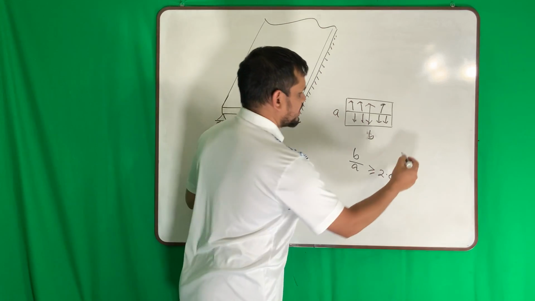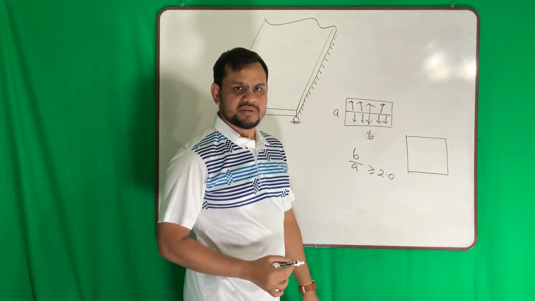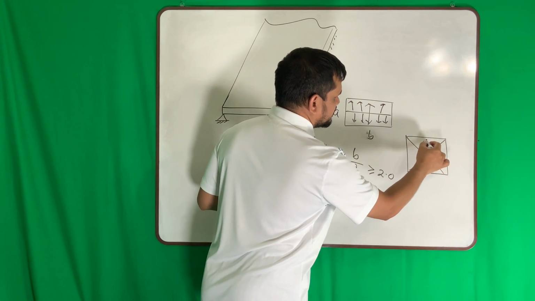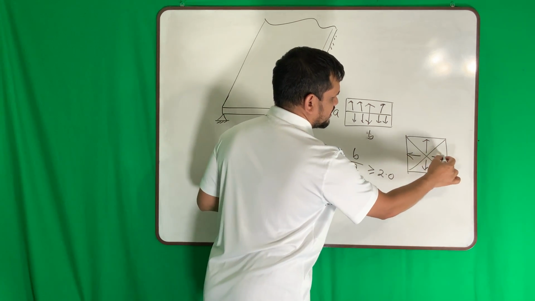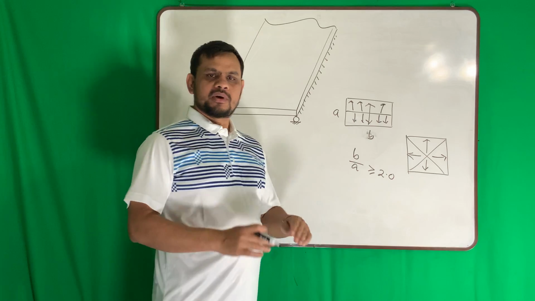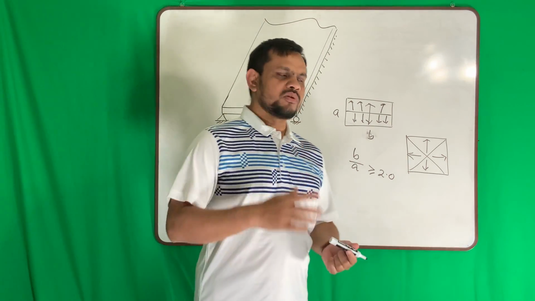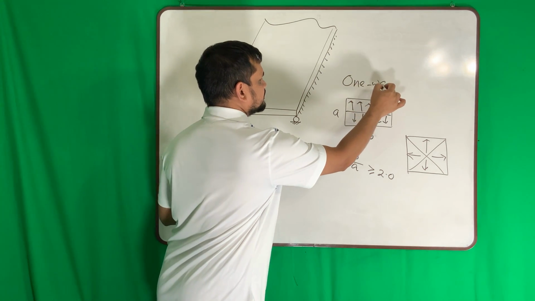Just to clarify, if there is a square type slab, load goes two way. So this load goes that way, this load goes this way, this load this way, this load goes to this way. But if one side of my slab is so long, then load goes one way. So today we will learn one-way slab design.